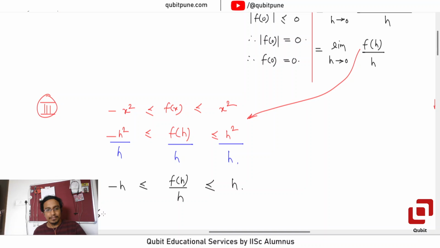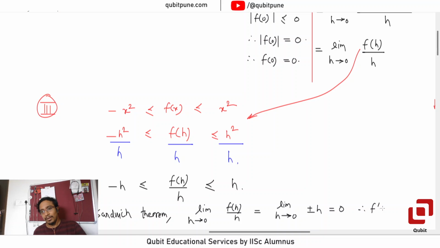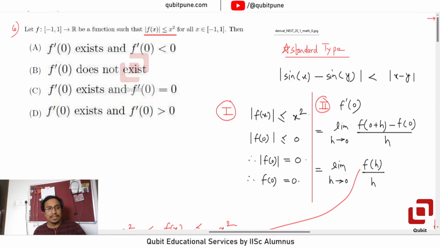Apply the sandwich theorem. Limit as h tends to 0 of f of h by h equals limit h tends to 0 of plus or minus h, which is 0. Therefore f dash of 0 is 0. Is it clear, or shall I explain it again?